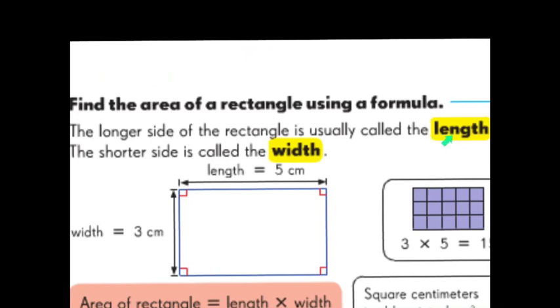Let's look at the word length and the word width. I would like you to copy them into your math notebook. The length is the longer side of a rectangle. The width is usually the shorter side of a rectangle.